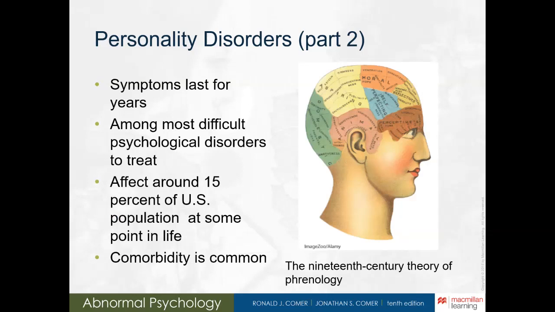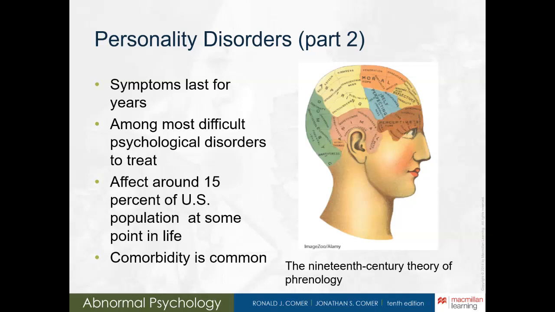Something else to note with personality disorders is that symptoms typically last for years. And personality disorders, because of the lack of understanding and poor introspection due to impulsivity and due to the fact, as you will see, that with many of these personality disorders, these individuals don't think it's them that have the problem, it's everyone else around them. So it's among the most difficult psychological disorders to treat. It's estimated that around 15% of the US population at some point in their life will have a diagnosable personality disorder, whether it's diagnosed or not. And comorbidity, or having two or more diagnoses, is often extremely common.